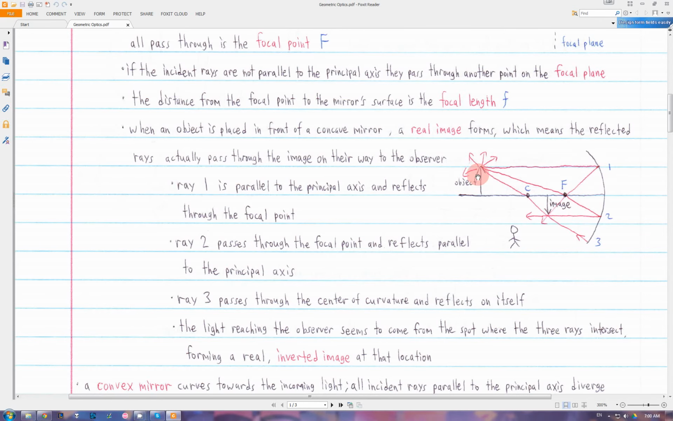Second, if an incoming ray passes through the focal point on its way to the mirror, then it's going to reflect off parallel to the principal axis.